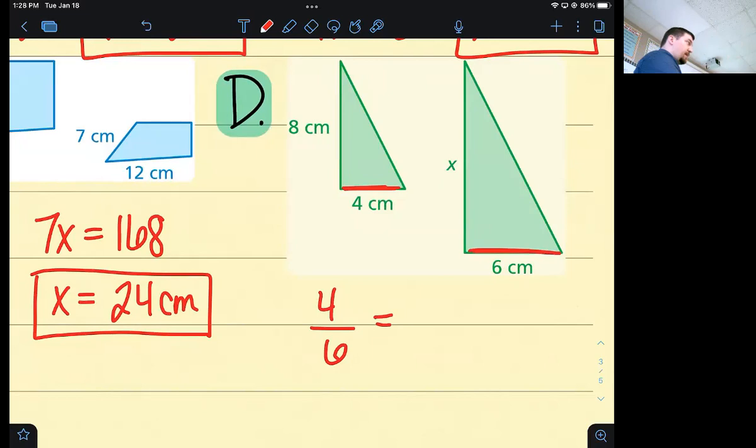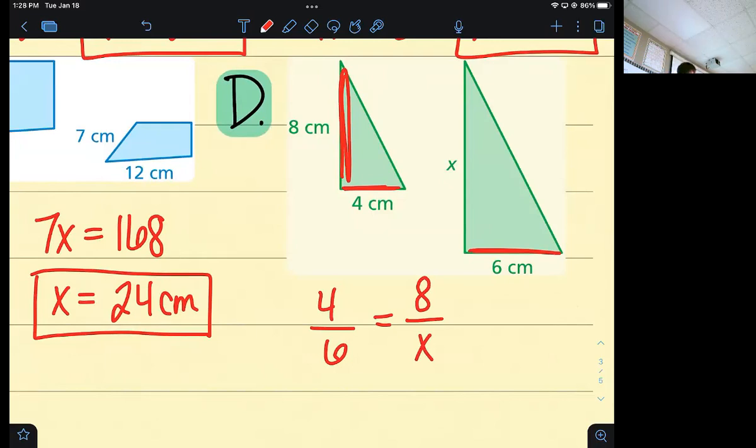now, since you started at the small triangle, we got to go back to it. We got to be consistent. What's the vertical side of the small triangle? 8. 8. Okay. And then what's the vertical side of the big triangle? X. And that's why you can set your proportion. It's not the only way.